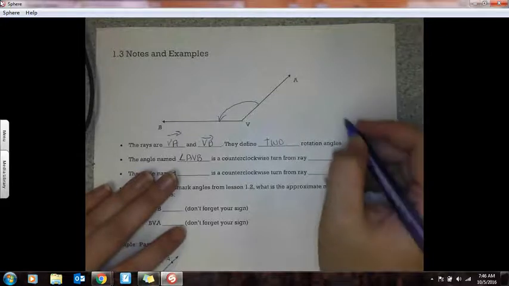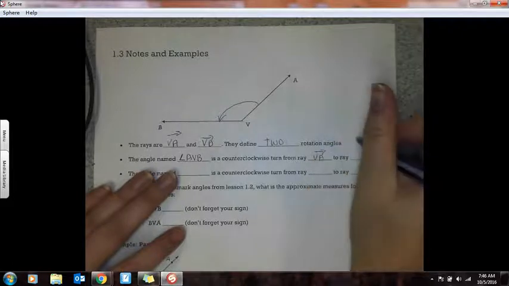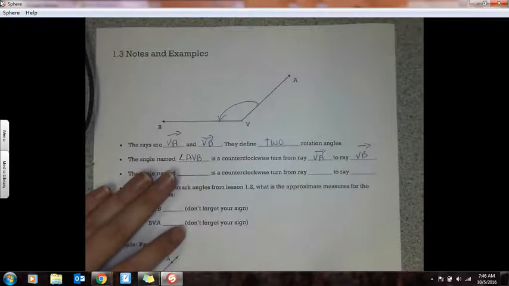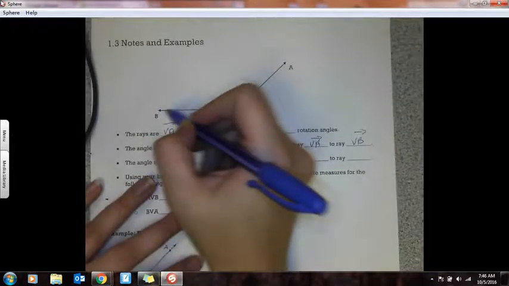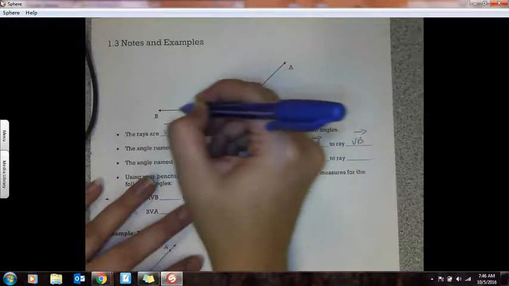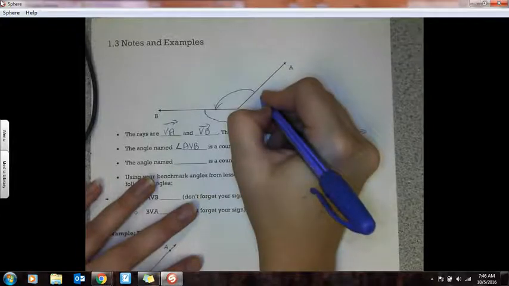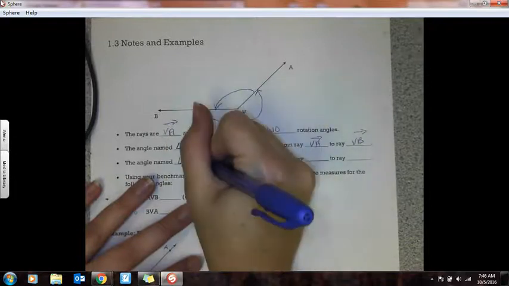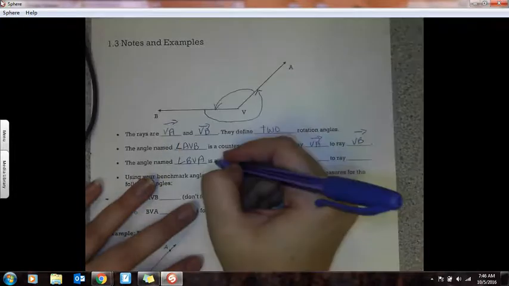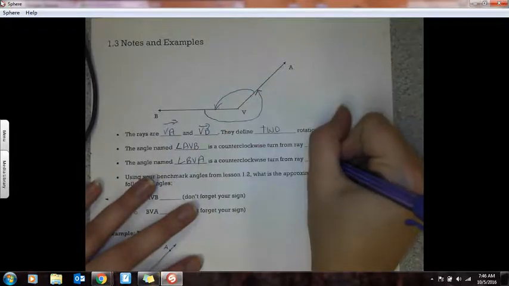Our other angle is angle named BVA, so that means we're starting at this ray and going to this one. So starting here and ending here. So that would be angle BVA. This is a counterclockwise turn from ray VB, because that's where we started, to ray VA, because that's where we ended. And as you can see, this is a reflex angle.